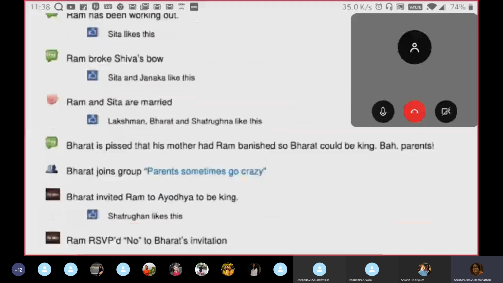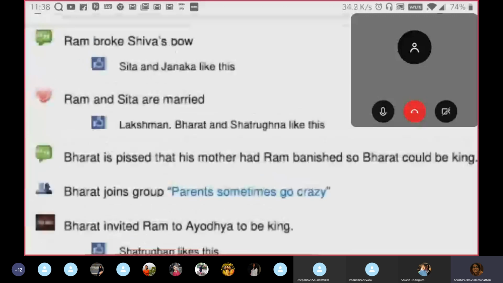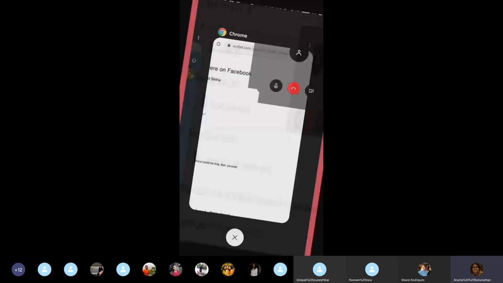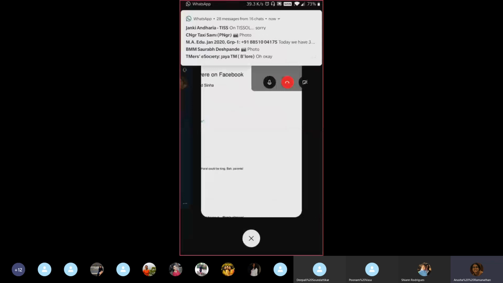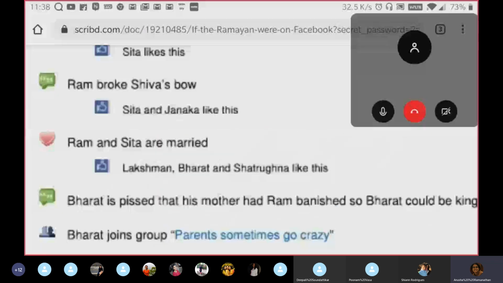Now, when you have things like "Ram broke Shiva's bow," again, this is presuming that you know that he didn't literally go to Shiva, take his bow away, and then be chatting.